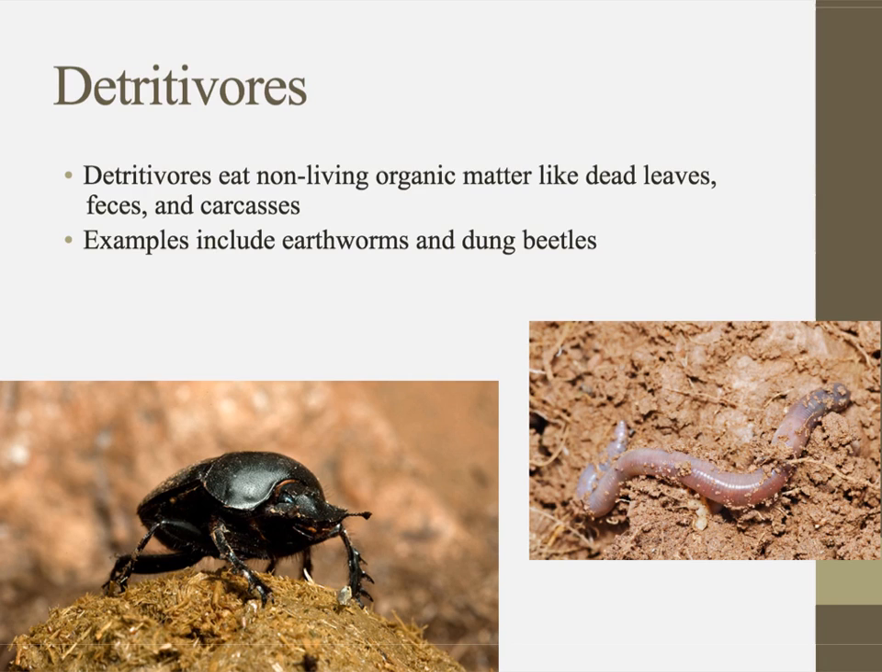Common examples here include earthworms, dung beetles, and lots of our insects. Detritivores are also, and you may want to add this to your notes, internal digesters. So they actually consume what they eat. These pieces of feces are going to go in one end of the dung beetle and out the other. They are internally digesting this detritus, this non-living organic matter.